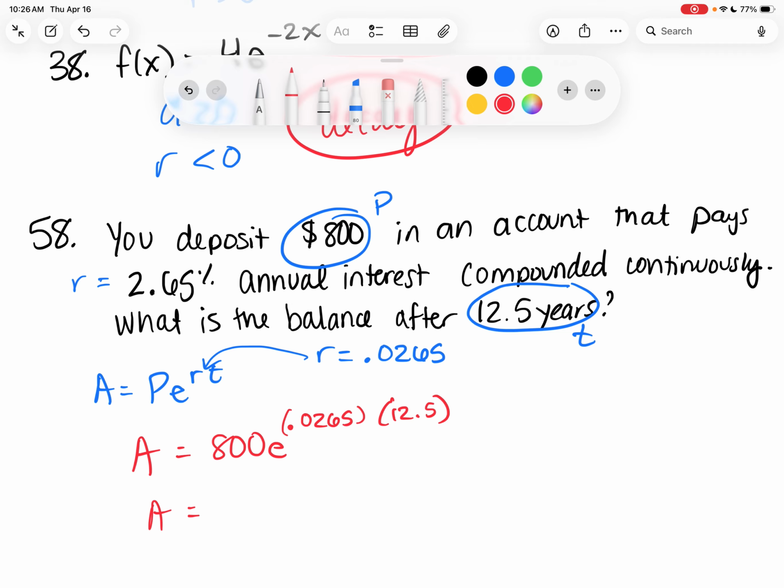And then this is money. How many decimal places does money get? 2. So $1,114.17 because it rounds up.